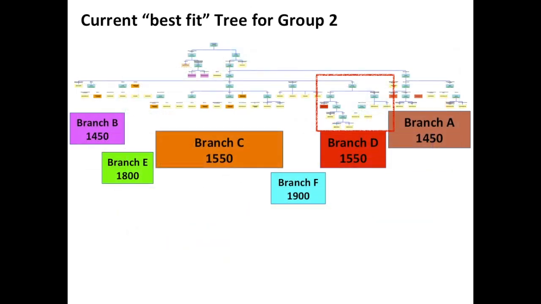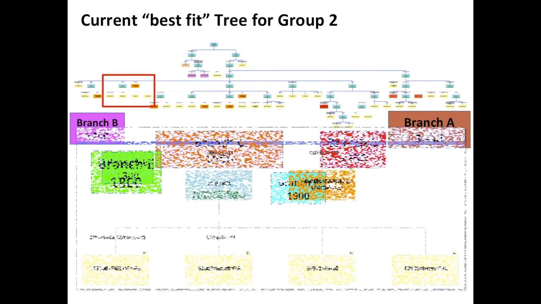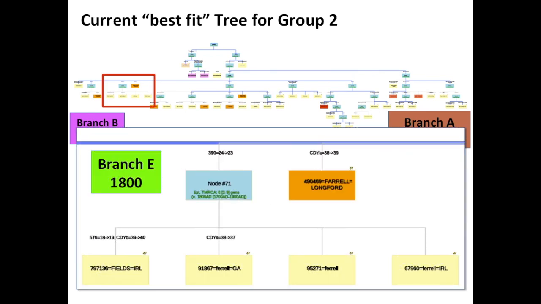And then if we look at branch E, here we have Longford Farrell. They go back to 1800. They've only tested to 37 markers, but they're very closely matching at that level. So they should compare their pedigrees. This is a group where they might actually be able to make that genealogical link using paper records. So these people should all be collaborating with each other and should be exchanging emails and comparing their Farrell pedigrees.